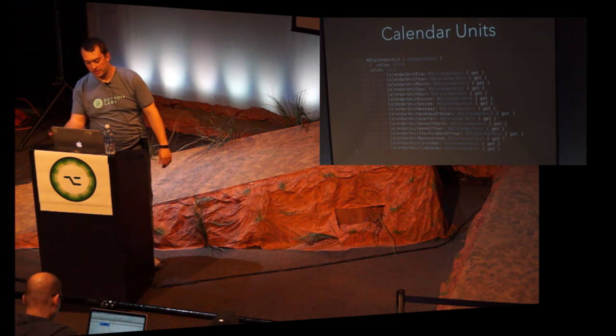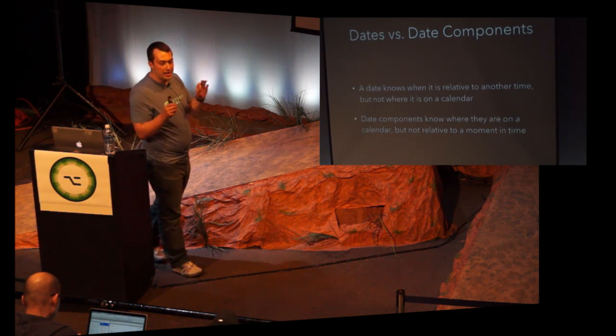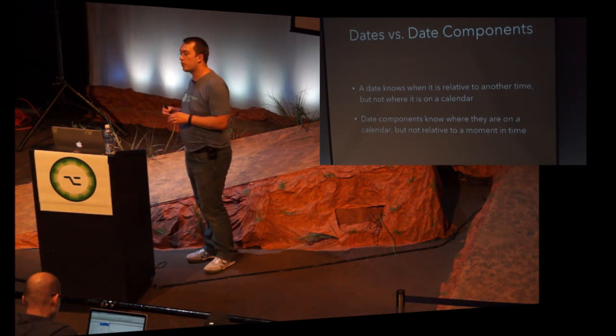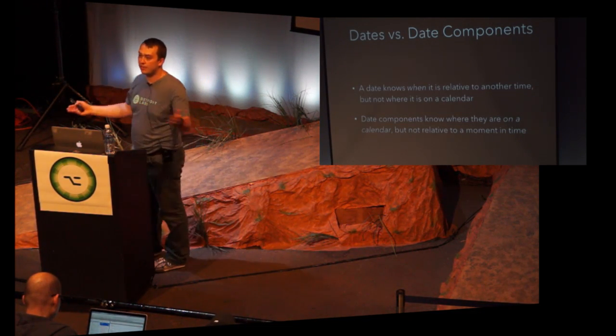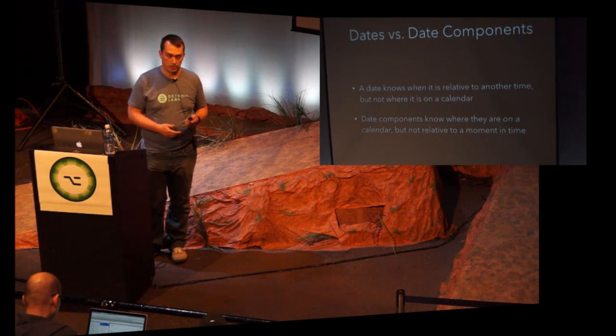So, dates versus date components. If you have two NSDate objects, they're just doubles. So it's really easy to say which one happened before or after the other one. You just compare the numbers. So that's what you use those for.